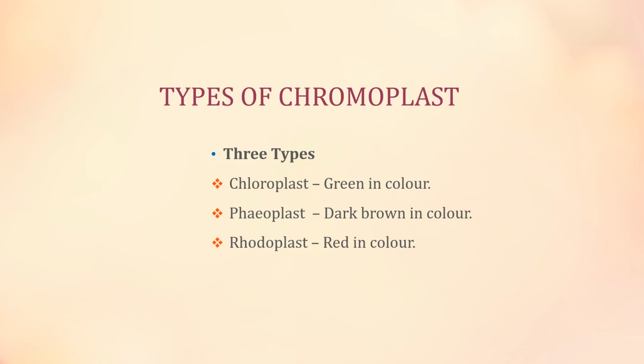Pheoplast. This plastid is dark brown in color. It contains a dark brown pigment called fucoxanthin. Its main function is to absorb light and transfer the energy to chlorophyll. It is found in brown algae, diatoms, and dinoflagellates. Rhodoplast. This plastid is red in color. It contains a red pigment called phycoerythrin. This type of plastid is found in red algae.